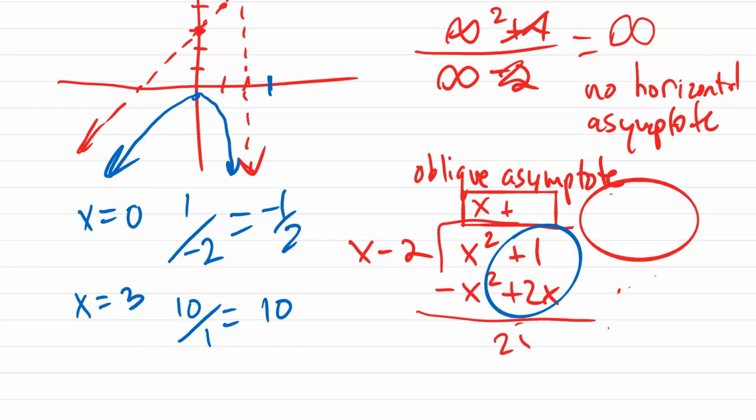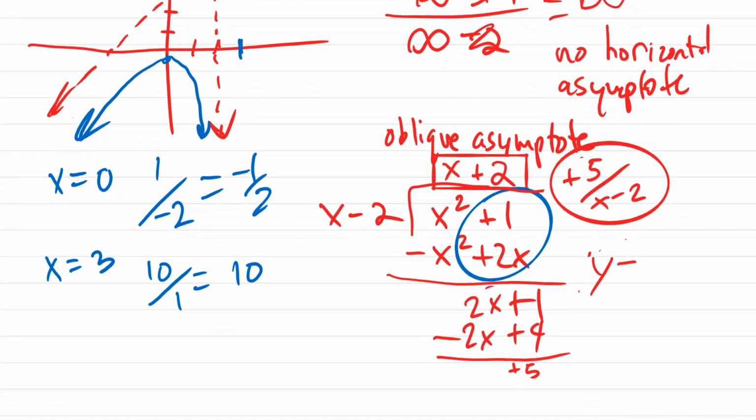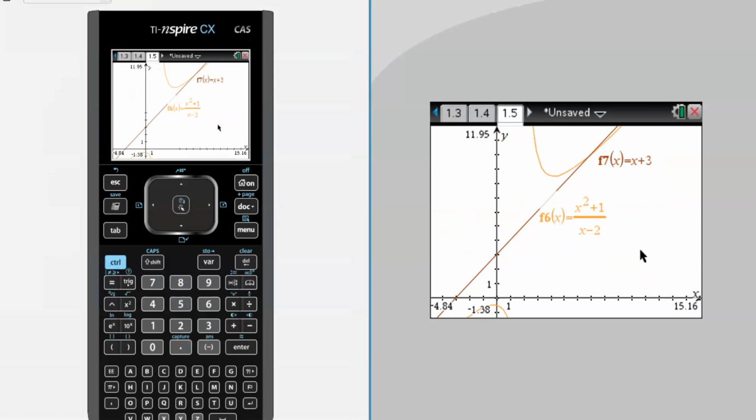Bring this down, which makes 2x plus 1. Those are not like terms. X into 2x goes in twice. Makes 2x minus 4. Subtract, which gives us plus 5 as the remainder, 5 over x minus 2. So my oblique asymptote was not x plus 3. Our oblique asymptote was x plus 2. Oops, it happens. Let's fix that just to see.